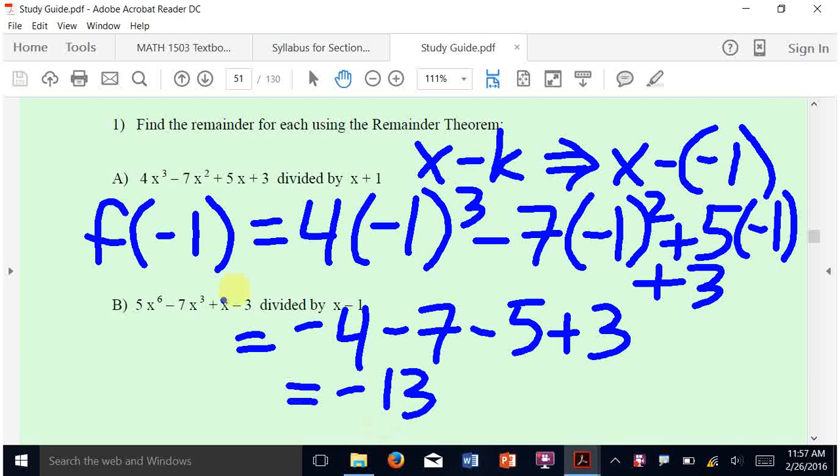That's the remainder we get when dividing this polynomial by x plus 1. And we could see that if we did regular polynomial long division or synthetic division, but the remainder theorem is a way to quickly get your remainder, and it also plays a role in finding factors, and we'll talk about the factor theorem in the next video.